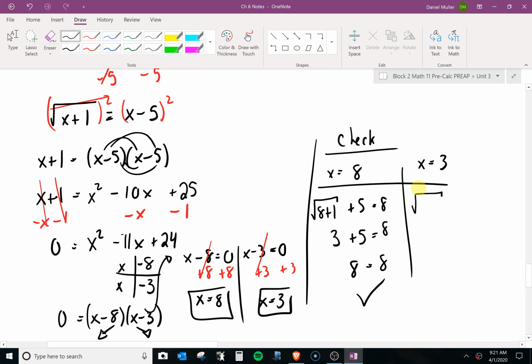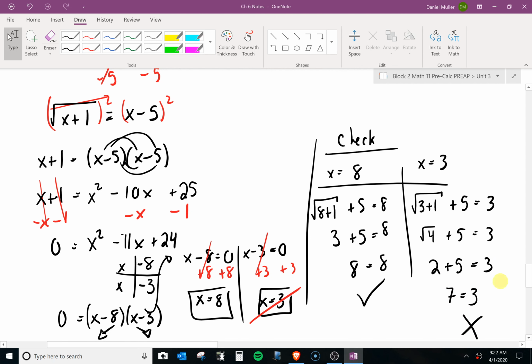In this one, I did add 3 correctly to both sides. So x plus 1, in this case, is 3 plus 1, plus 5 is equal to x, and in this case x is 3. So 3 plus 1 is 4, so I've got the square root of 4, plus 5 is equal to 3. The square root of 4 is 2. 2 plus 5 is 7. 7 equals 3? Well, nope, 7 does not equal 3. So that one we need to reject.